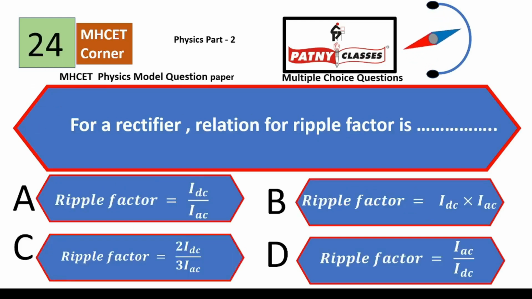Question number 24. For a rectifier, the relation for ripple factor is: option A, ripple factor equals IDC upon IAC. Option B, ripple factor equals IDC multiplied by IAC. Option C, ripple factor equals twice IDC upon thrice IAC. And option D, ripple factor equals IAC upon IDC.